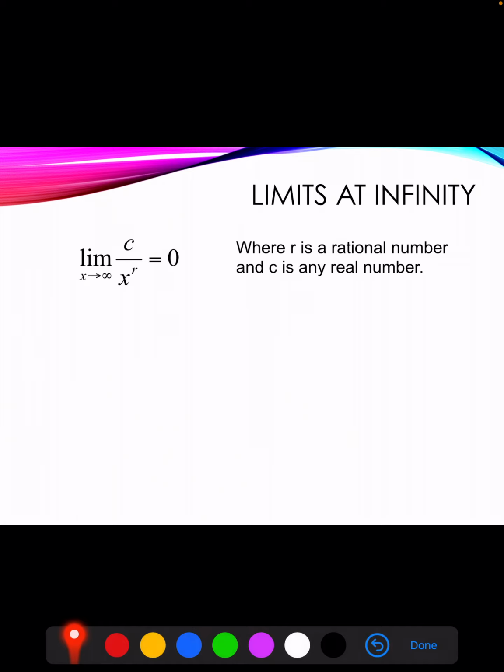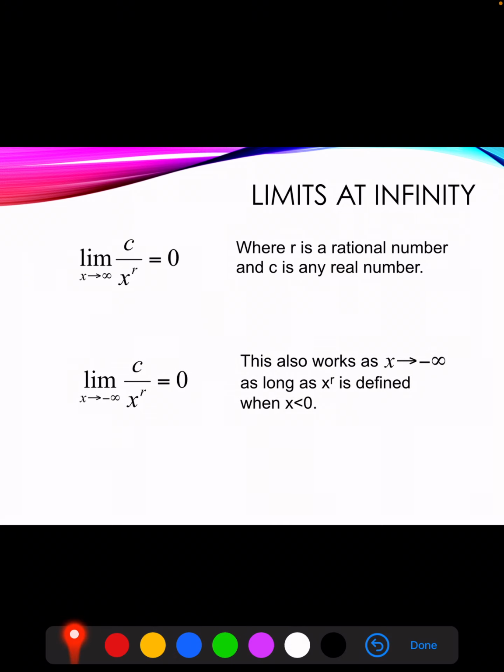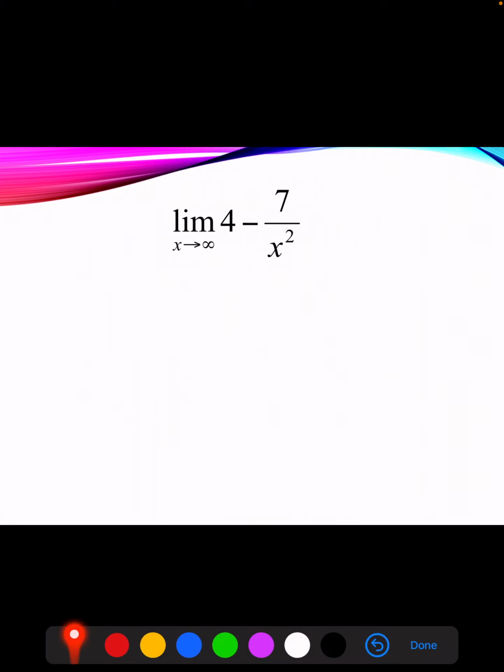Now, my example today was the limit as x approaches infinity of 1 over x. Here, we're generalizing. We're saying there's a rational number r, where r is a rational number, it's x squared, x cubed, just x, and c is a real number. So this is more of a general form. It could work when x goes to positive infinity. It could be when x goes to negative infinity.